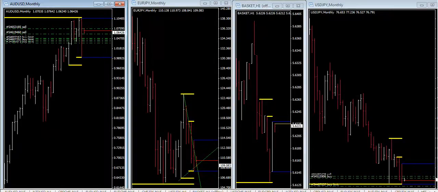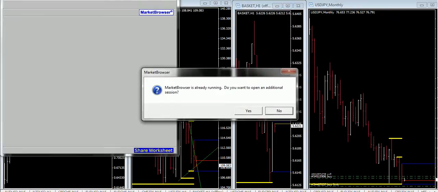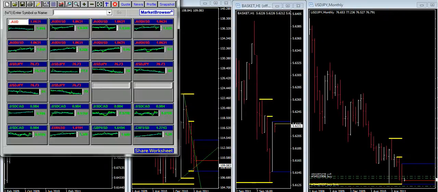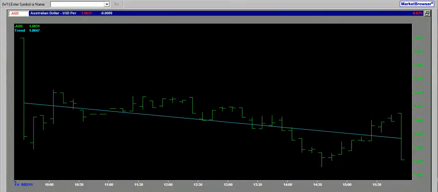So we're going to look at the trend and just talk about trend in detail. As you recall, in the market cast, in the market browser, we looked at the trend of the Australian dollar, and we looked at it carefully in the 10-minute frame. It was down. Trend was going down.